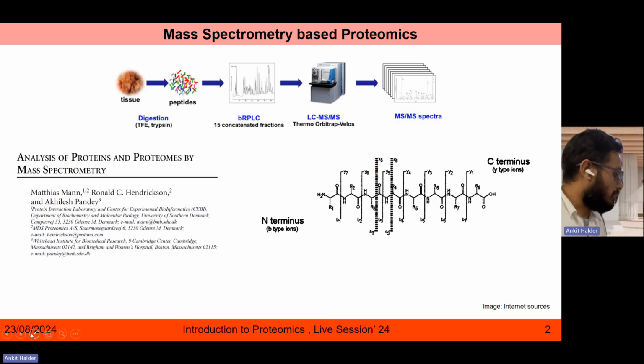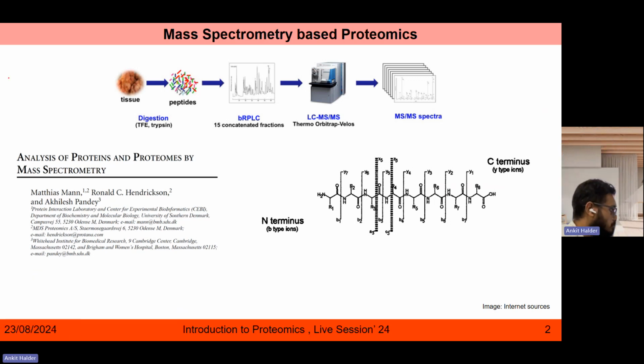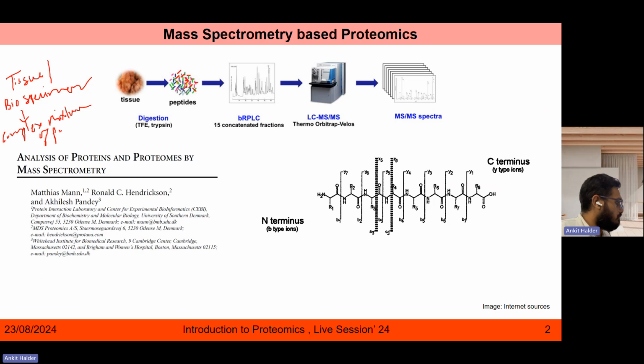So here, you know that a particular tissue, or any biospecimen for that matter, will contain a complex mixture of proteins, right? So there will be a huge amount of protein. From here, if we want to identify a particular protein, it will be a lot more complicated, and there will be a lot more complications.